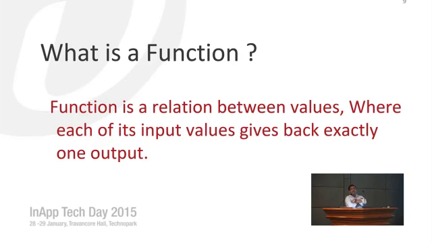Then next, what is a function? We already got the idea of what a program is, so what is a function? A function is a relation between values that gives exactly one output for each input. That's the main definition of a function.